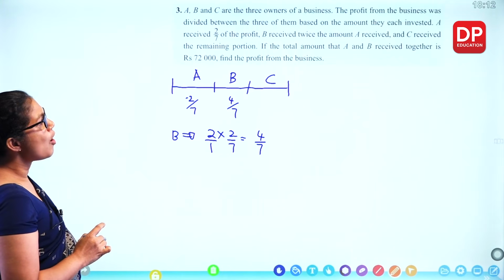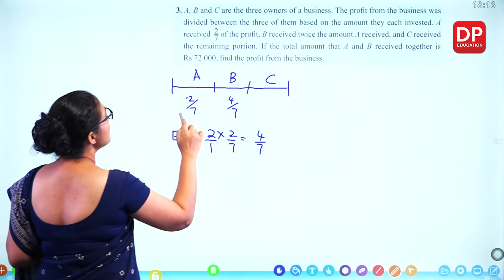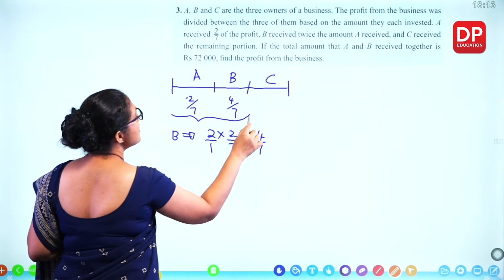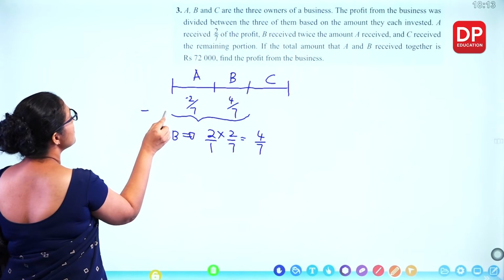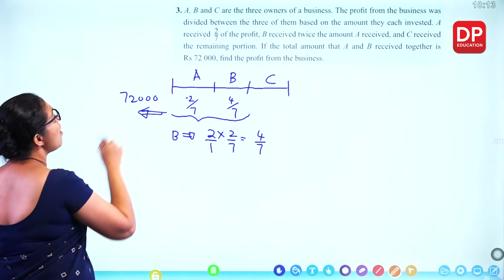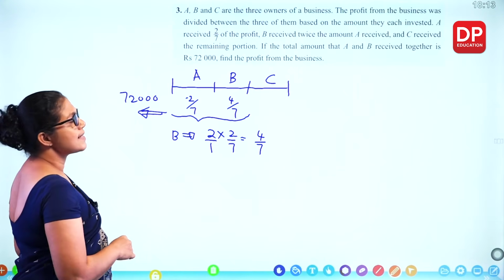If the total amount that A and B received together is 72,000, so this whole part is 72,000. And you're asked to find out the profit from the business.